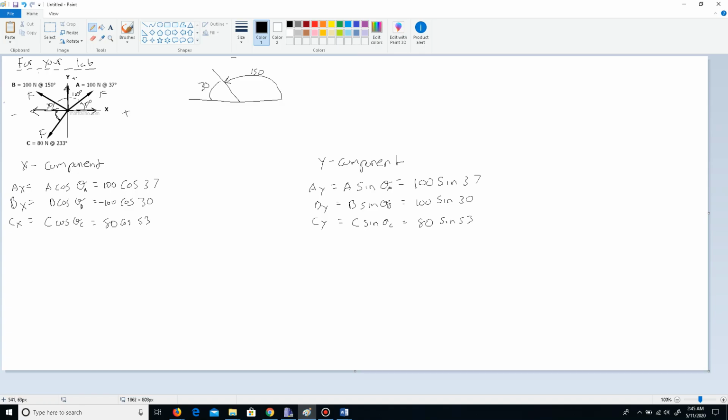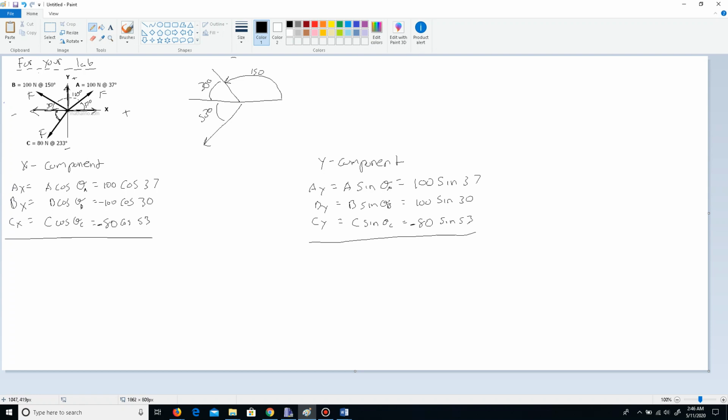This is 30. And then this is 53 degrees. Okay? And this whole thing is 233. Alright, so now this is down and to the left. I've determined both of these to be negative, so C is going to be negative on both sides. Okay, so now we go to the next step.